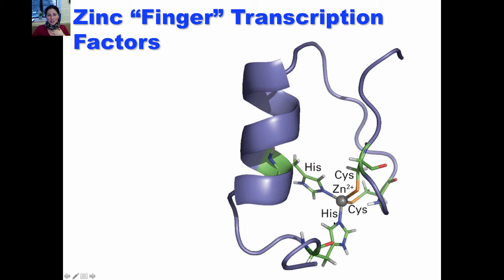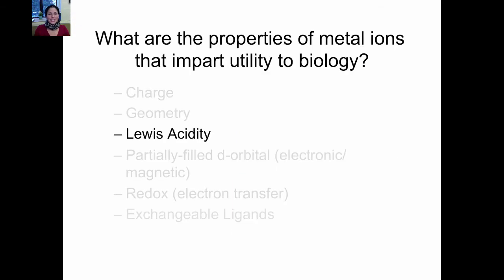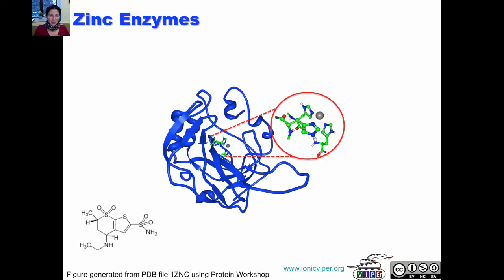It also selects for zinc through hard-soft acid-base character of its ligands. So zinc is kind of a borderline to soft metal ion, more borderline. And so it uses borderline and soft ligands to select for zinc over other harder metals. All right, now let's talk about how Lewis acidity can be used, or an example.